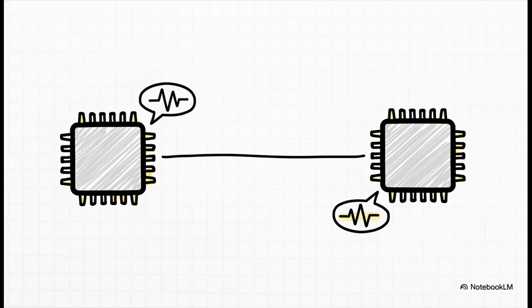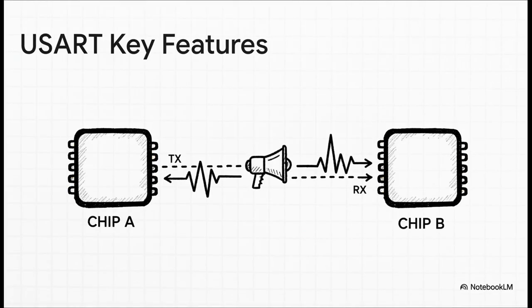And that private phone call analogy? It's perfect. When 2 chips are talking over USART, it's like they have their own private, direct line. Nobody else can listen in, nobody else can interrupt. This makes the conversation really simple and super reliable. It's perfect for something like, say, a GPS module that just needs to constantly send location data to a main processor.